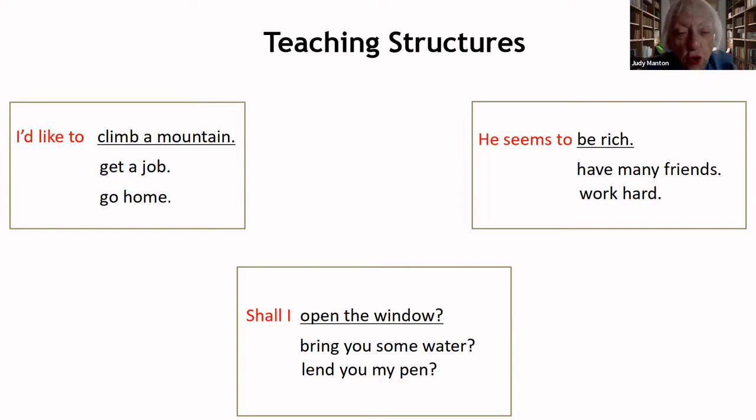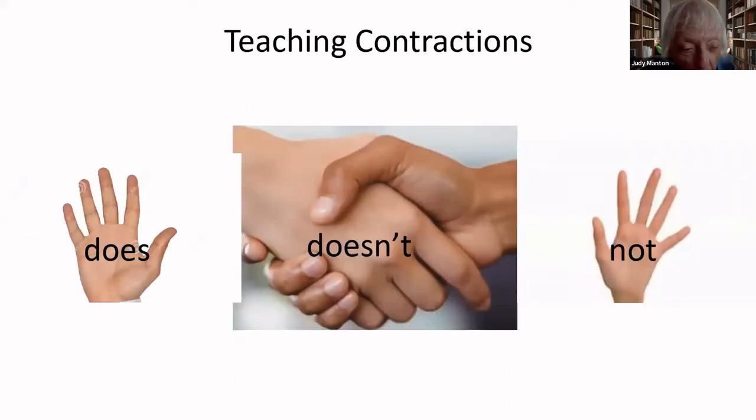Teaching contractions. When teaching contractions, hold up your right hand as you say the auxiliary, and then your left hand as you say not. Then shake your hands or link your thumbs to illustrate the contraction.